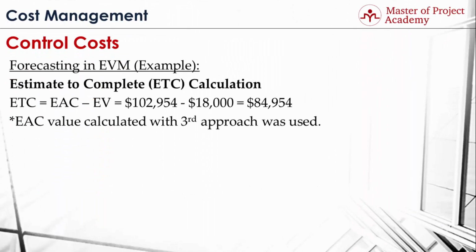Now we will calculate the estimate to complete value. Estimate to complete is found by subtracting the earned value from estimate at completion value. When we substituted these values in the formula, the result is $84,954. This means with the new estimate at completion value, you'll be spending $84,954 for the remaining activities of the project according to forecasts.